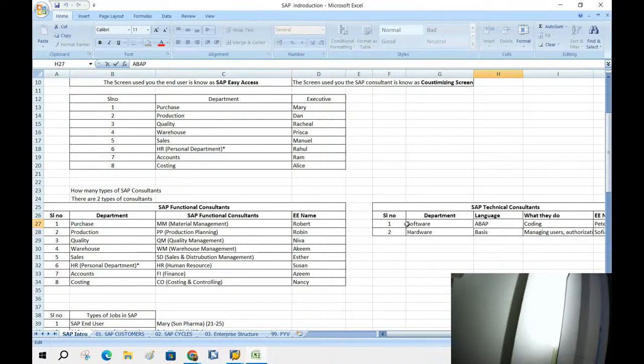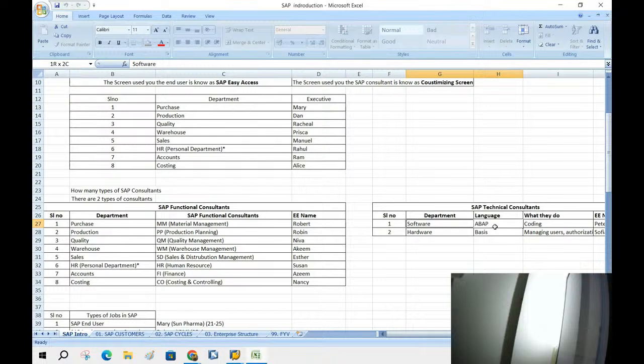Who is going to learn this? The people with the technical background, BSc computers, BTech computer, engineering background, the people who have the flair for coding. They go and learn how to do the coding. And who is the other person?